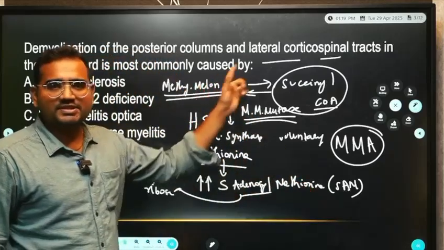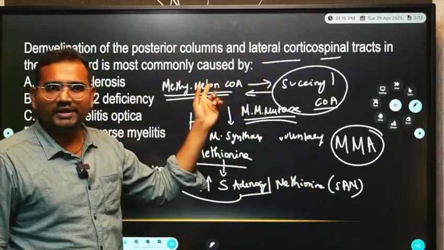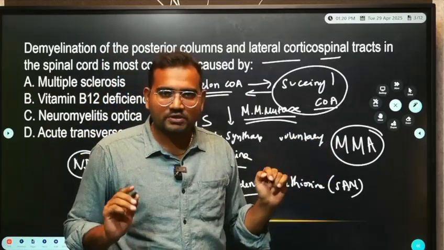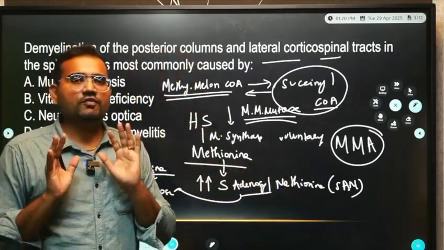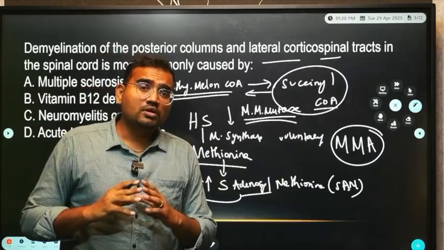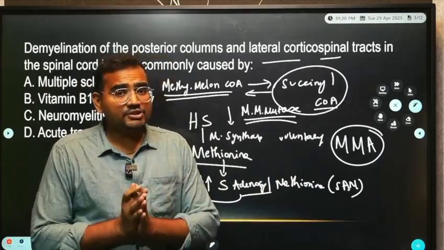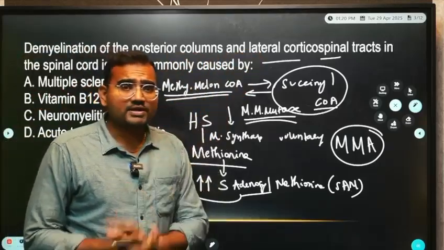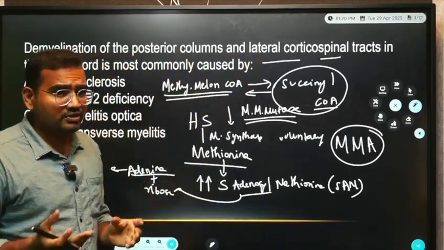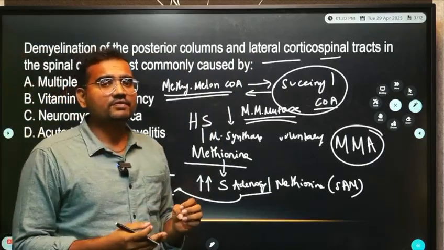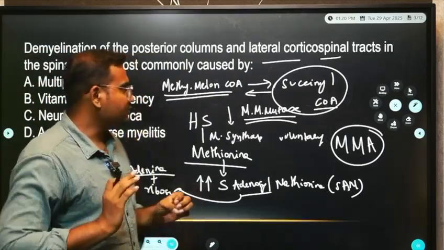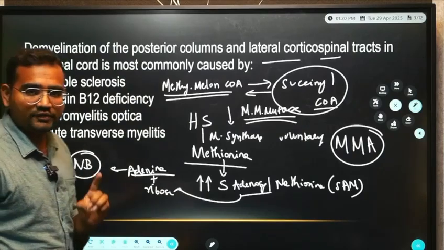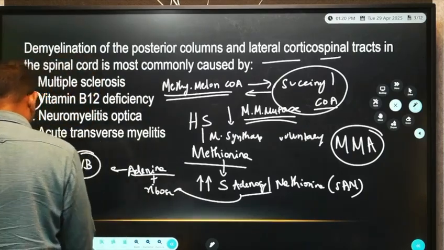Again, if the succinyl-CoA is not converted to methylmalonyl-CoA, there is an increased amount of methylmalonic acid, which results in damage to the myelin. So any deficiency of vitamin B12 leads to demyelination, and that in turn results in posterior column or lateral corticospinal tract disorders, a deficit in sensory information as well as motor information. Okay, so the correct answer is vitamin B12 deficiency. Fine. So now moving on to the next question.